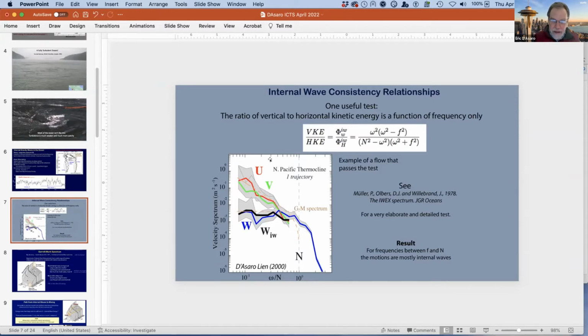And if you take the horizontal kinetic energy and compute what the vertical kinetic energy should be, that's the black line, and the black line indeed agrees with the blue line, so it passes the test. This sort of argument was taken to great lengths in the 70s. The classic paper on that is the IWEX spectrum paper from 78, a very elaborate and detailed test. But taken all together, the result is that for frequencies between F and N, the motions are mostly, but not entirely, internal waves.